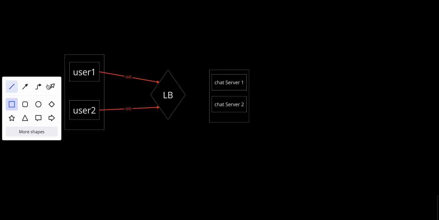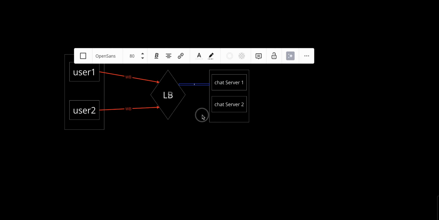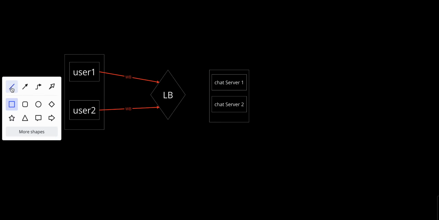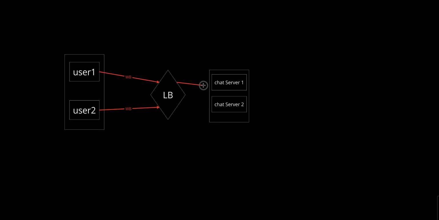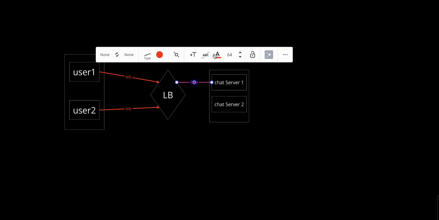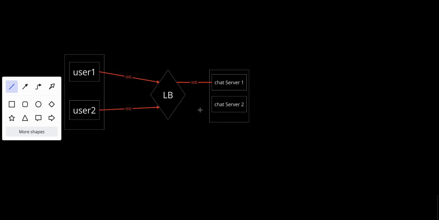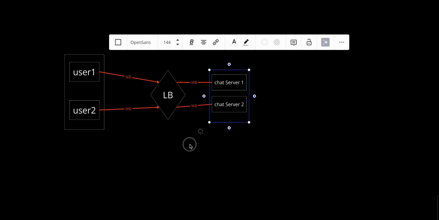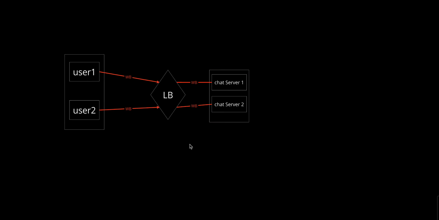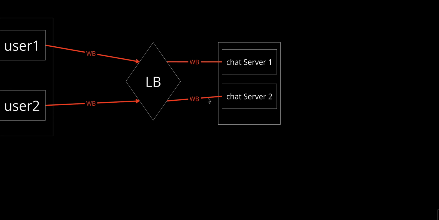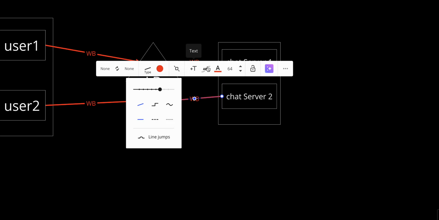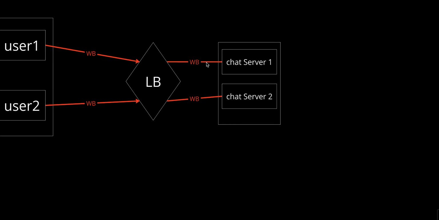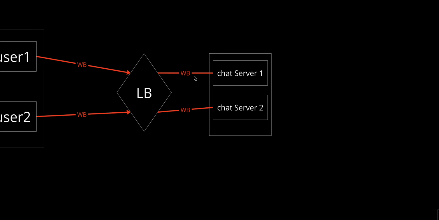So the load balancer will be connected with the chat servers as well. It will be connected with the chat servers using WebSocket as well. WebSocket, and here as well, WebSocket. Okay. Next, we need to have a user connection cache. Let's first talk about the chat servers. I guess this looks better even. Let's talk about the chat servers.